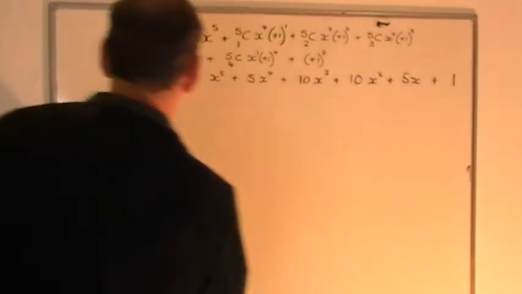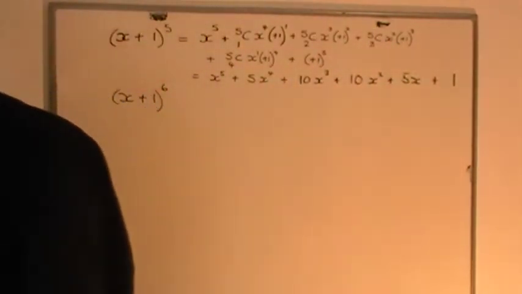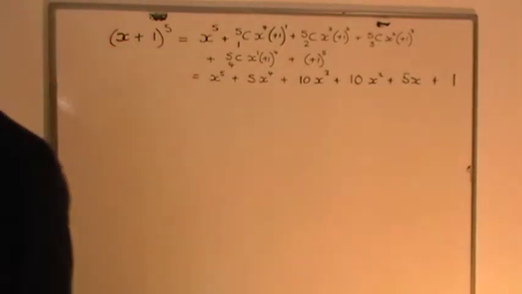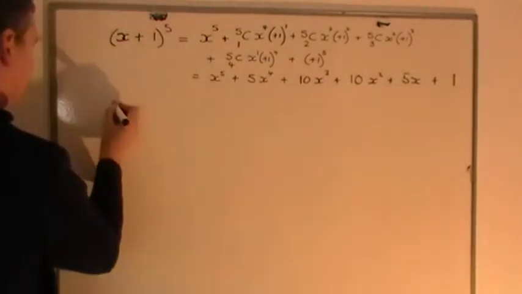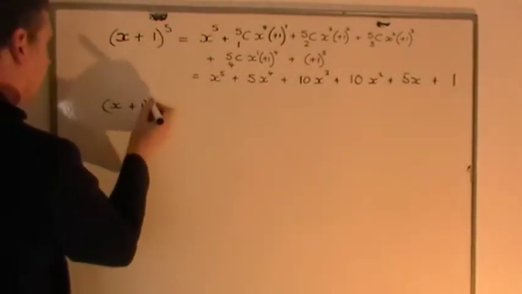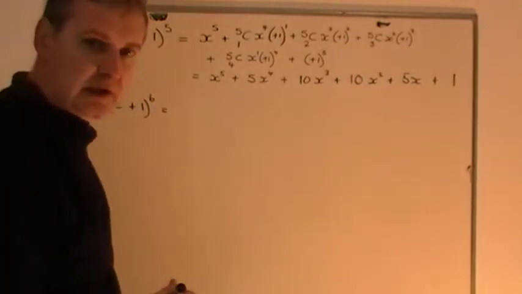If I now just quickly make some space, get rid of that one, and do this one a little bit lower so you've got more space to see what's going on. I'm going to do (x + 1)^6, and I'm going to do it very quickly.